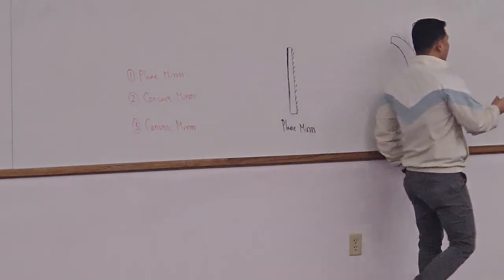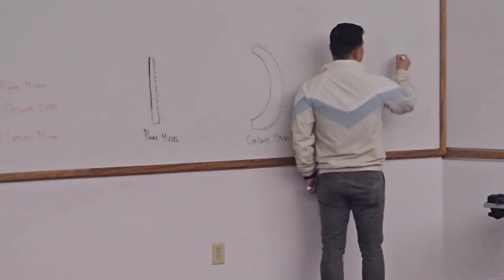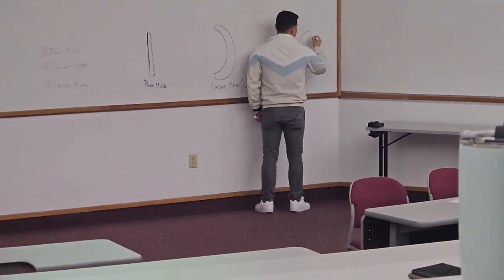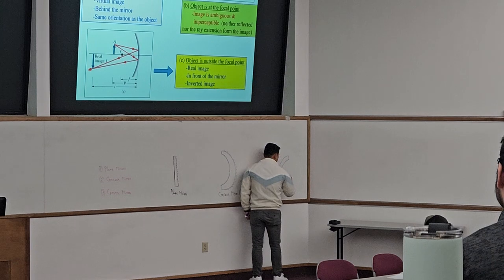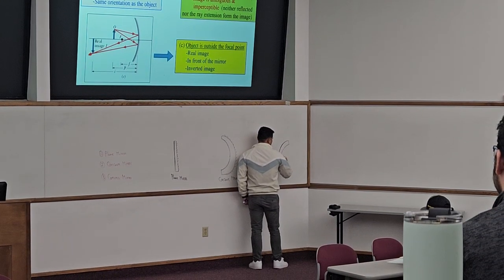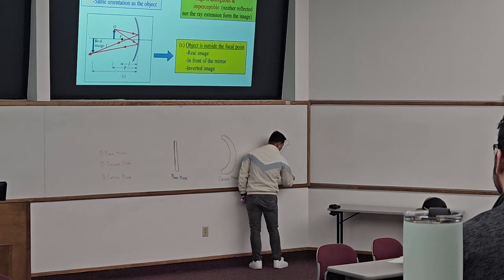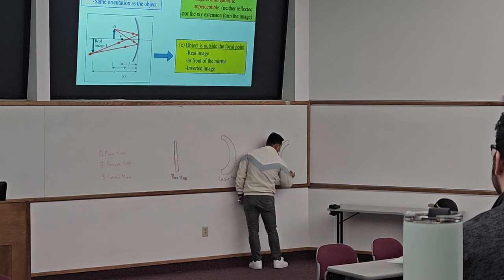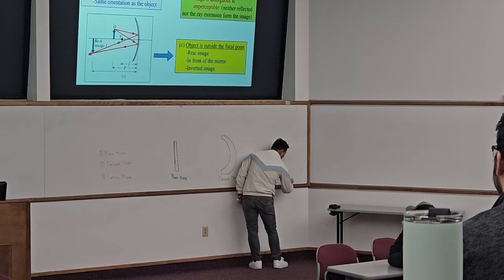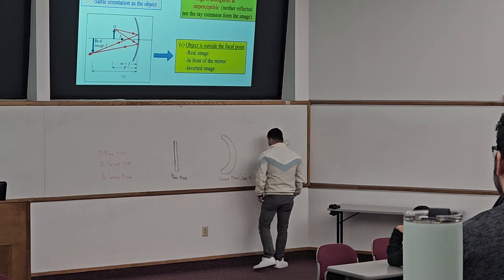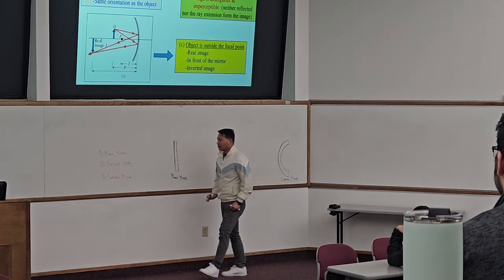And you have a convex, the shape of the convex is opposite to the concave. So basically you have a shiny part here, and the back of the mirror, okay? This is the convex mirror. Okay, so these are three kinds of mirrors.